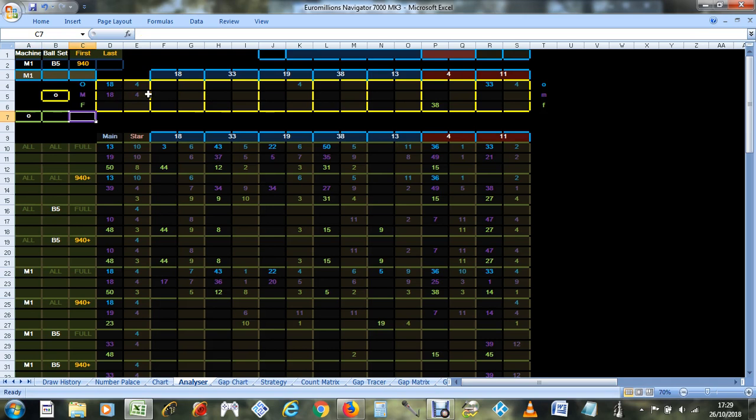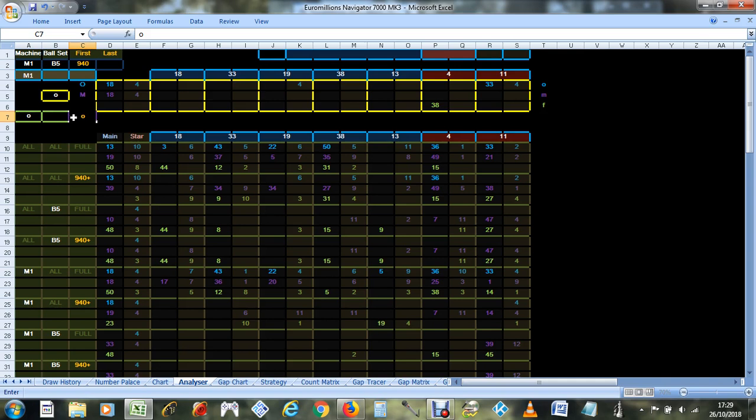So we've got 18 most overdue, 4 most overdue, and they're both most overdue for the frequencies as well. Star number 4 is most overdue with 19. 38 is most frequent with star number 4. Star number 11 points to 33 and star number 4, both most overdue.